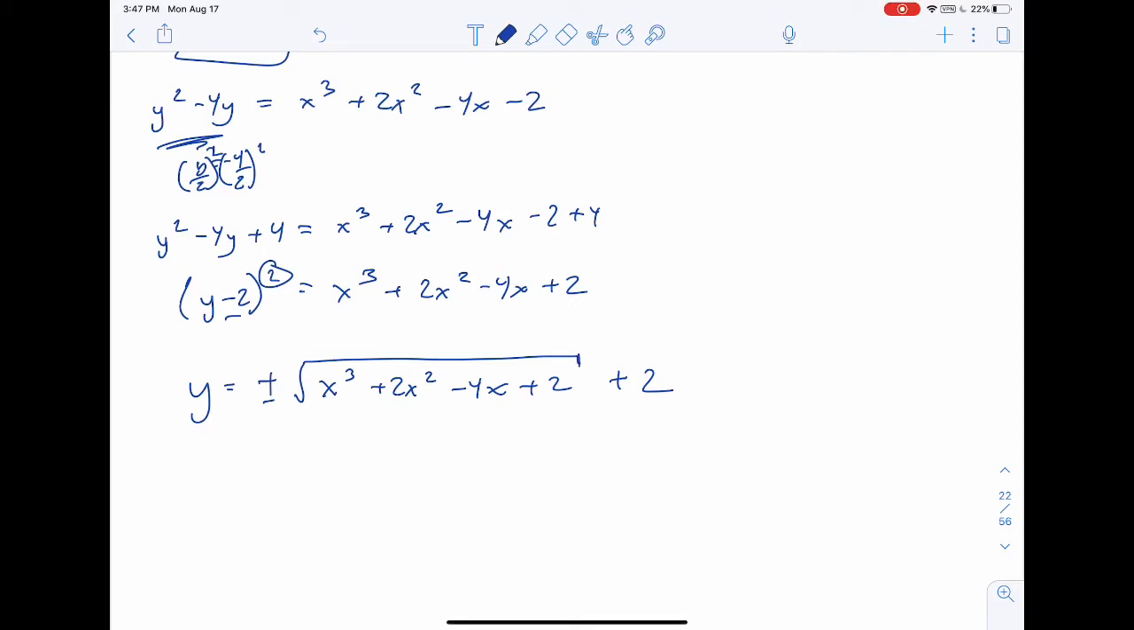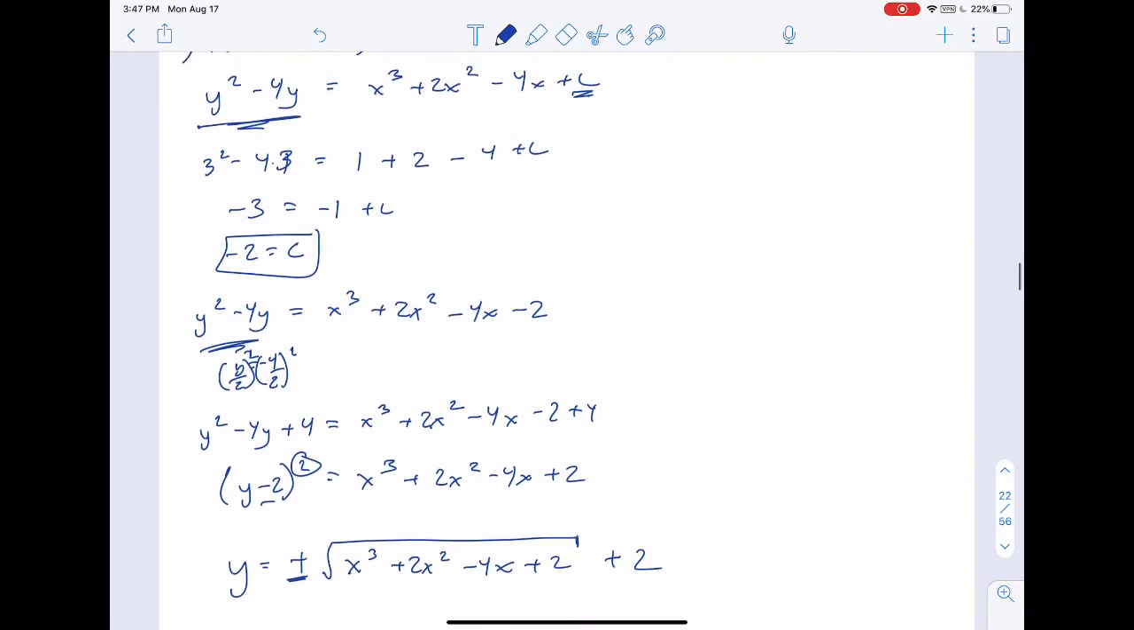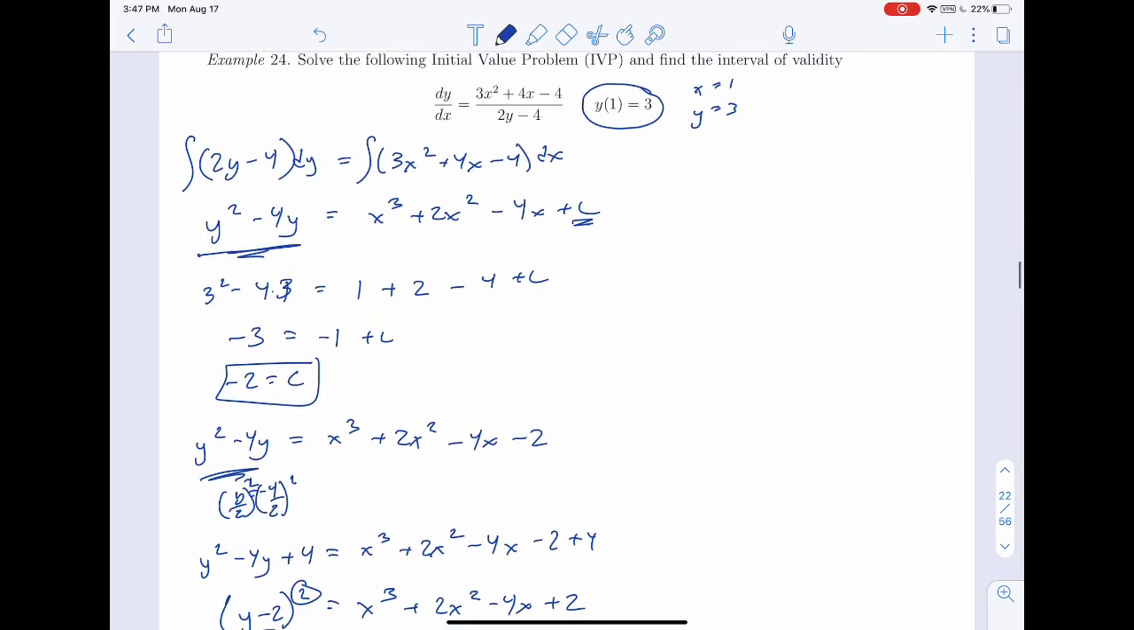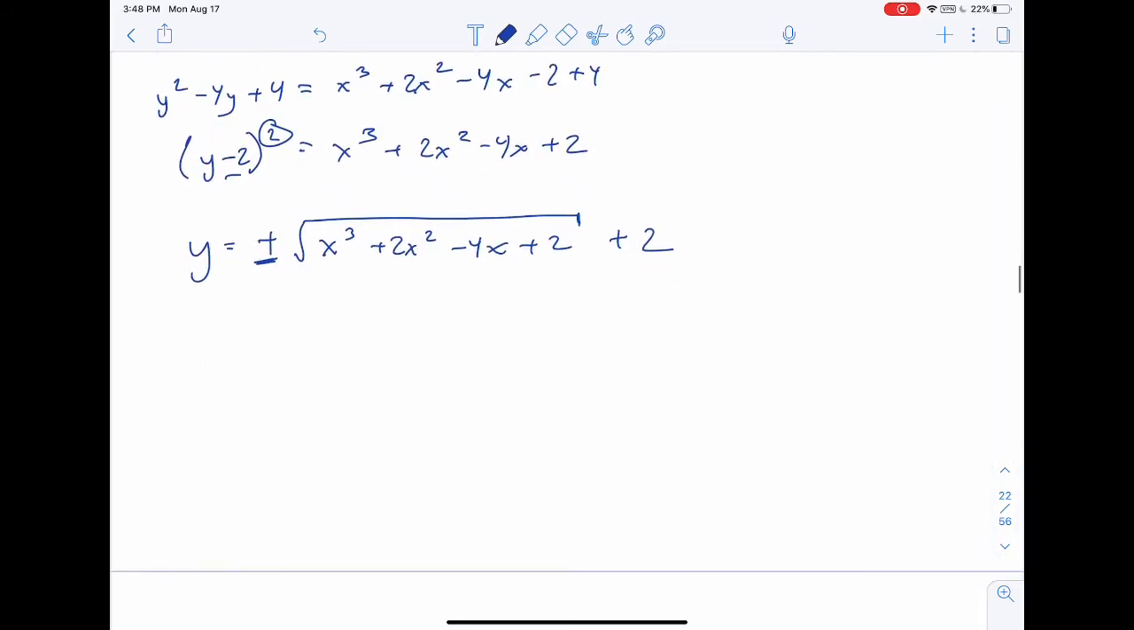Now, you're thinking, that's not a function. You said that this is supposed to be a function. Well, it is. We actually can figure out whether it is the plus or the minus because I have an initial condition that was y of 1 is 3. It's not plus or minus, it's just one of them. Okay, so when I plug in y of 1, I have to make sure that I get 3.